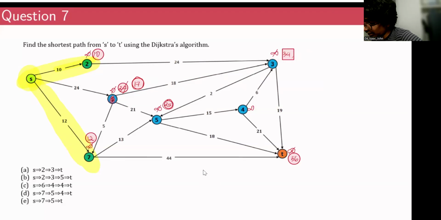Then if we expand 6 along 5, it should be 17 plus 21. That is obviously going to be higher than 25. So we'll keep 25 as such. Then we try to expand 6 along 7. So that is 17 plus 5, that is 21. That is also higher than 12. So we'll keep 12 as such. So I think we have explored all the possible neighbors of node 6 as well. So I'll remove node 6 from further exploration.